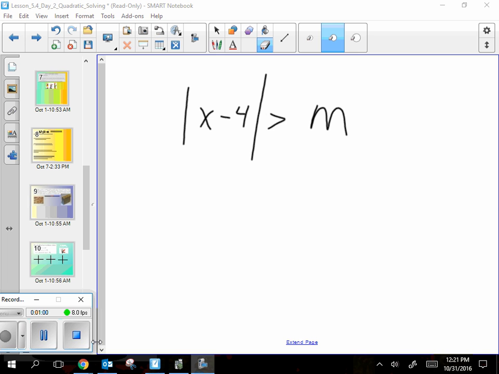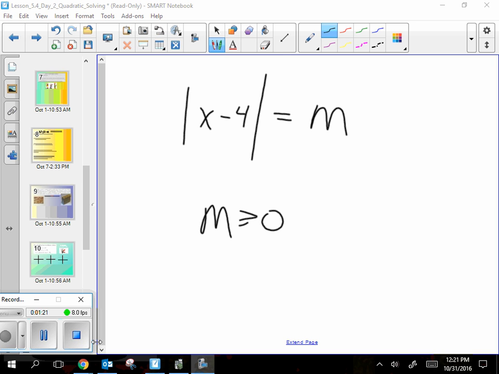Let's start with equal to. I think it'll be easier. An absolute value is equal to m. And what do you know about m? M is positive. How do you say that with math? There you go. M is greater than or equal to 0.